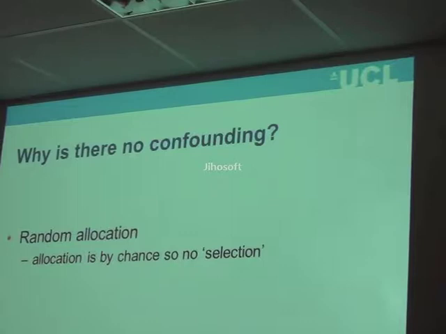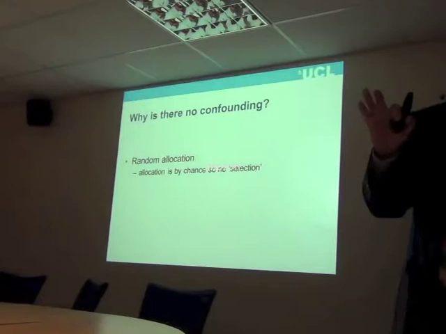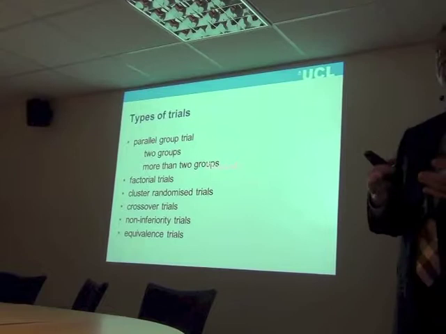So there is no confounding because allocation is by chance, so there's no selection. Although we often talk about it being like the toss of a coin, that's not allowed. You're not allowed to use toss of a coin as a method of randomisation. That's not considered reasonable. There are lots of different types of study designs, and I'll touch on some of this when we talk in more detail about randomised controlled trials.